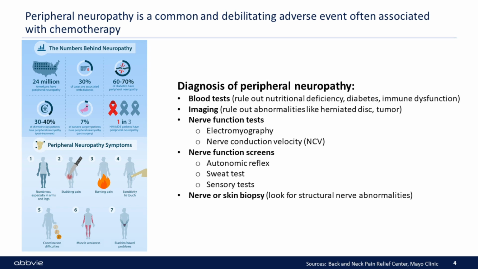Diagnosis of peripheral neuropathy can be made from a blood test to rule out a nutritional deficiency or underlying condition like diabetes or immune dysfunction, and imaging to rule out structural abnormalities like a herniated disc or a tumor. Importantly, and what I'll get to later, are nerve function tests: electromyography, nerve conduction velocity, functional screens looking at reflexes, sweat tests, sensory tests, and the most invasive would be a nerve or a skin biopsy to look for structural or nerve abnormalities.